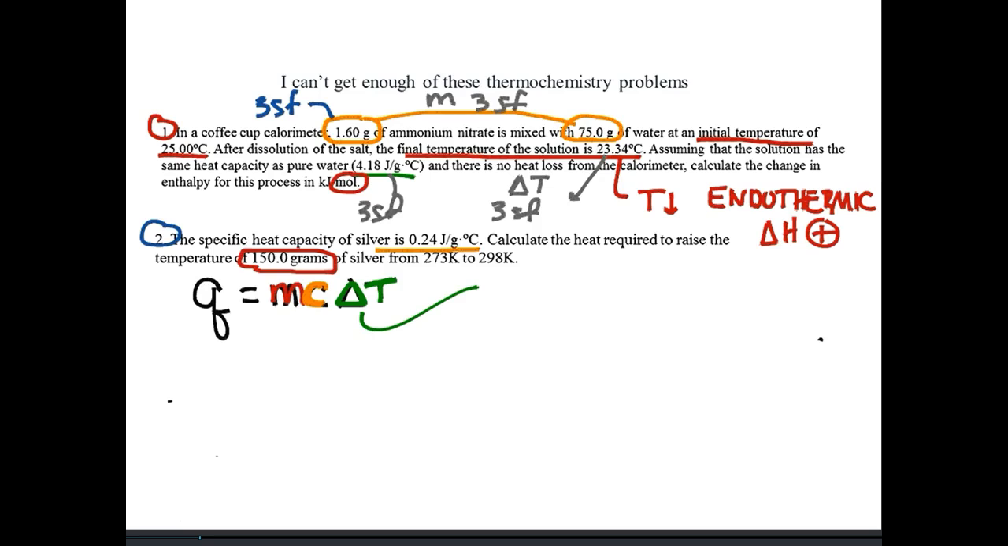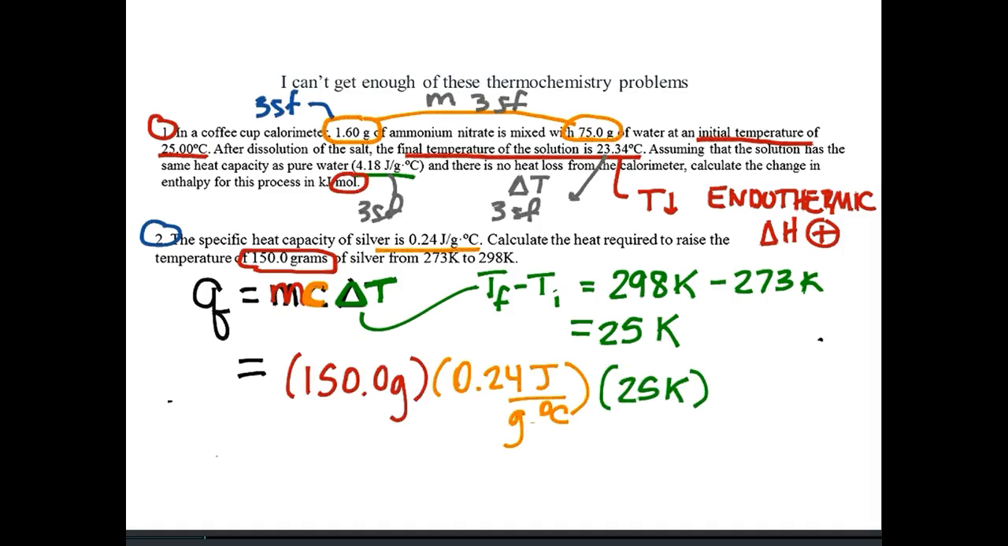Delta T is the change in temperature. Now that's T final minus T initial. I'm going to plug in the Kelvin temperatures here, 298 Kelvin minus 273 Kelvin, and you end up getting 25 Kelvin. Now what I want to make sure everybody understands is the units here. I plugged everything in here, the temperature is going up, right? So there's a positive Q required, and it even specifies what's the heat required to raise the temperature.